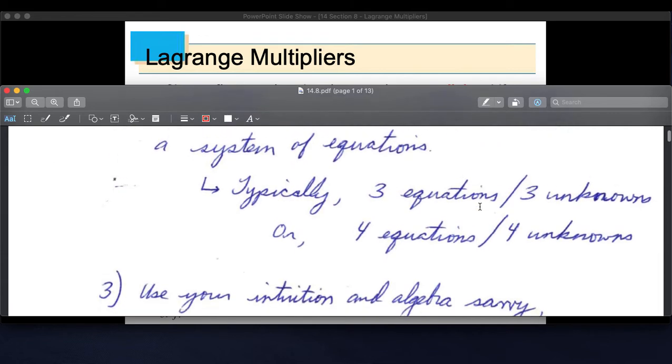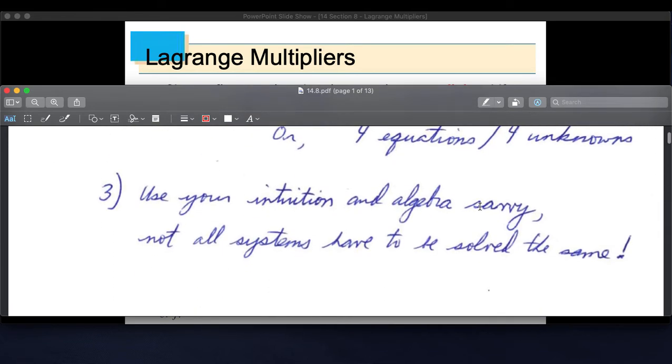And finally, third, the note that I want to point out is this. Be sure to constantly use your intuition and your savvy in algebra. Not all systems have to be solved the same way. Just because you solved the system one way in a previous problem does not mean you'll solve it the same way in another problem. So please keep that in mind as we progress through this section.